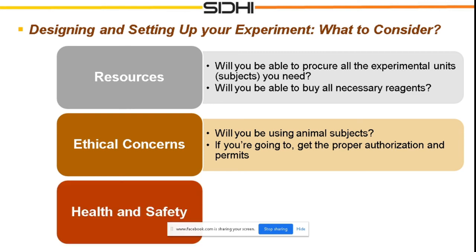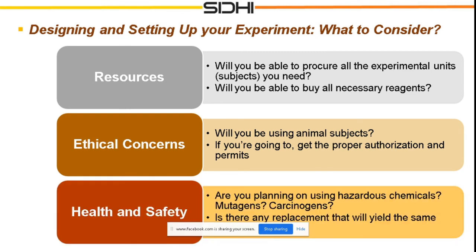Okay, and of course, health and safety. Are you planning on using hazardous chemicals like mutagens and carcinogens? And if you're going to use those, is there a way that you can find a less hazardous one that could actually give you the same result? Okay, so you need to consider that, it's for your safety when doing the experiment.